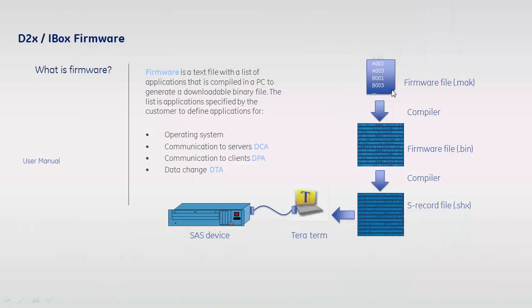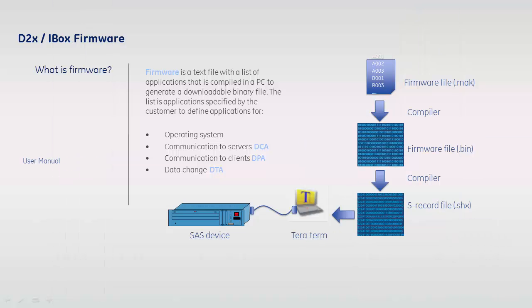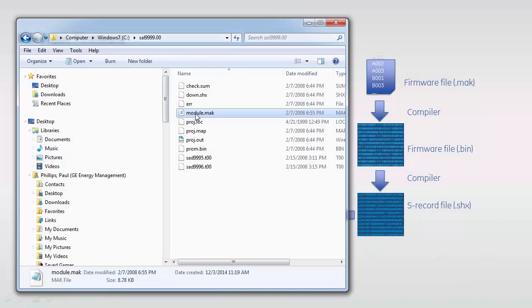To summarize, there is a module.mac file, which is this file. That's just a textual readable file so that we understand what's available in our SAL or SAB number.